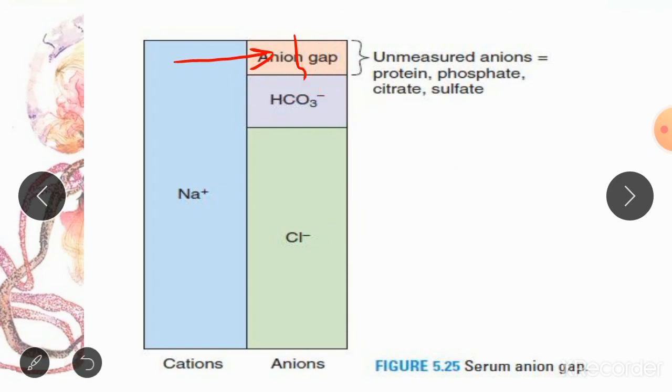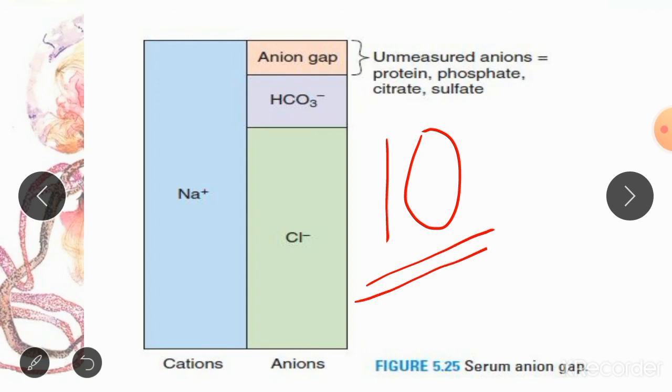So this is an interesting concept. It is a bit difficult to understand, but for BDS students, you are not going to be asked about the calculation of anion gap. You can only be asked about the definition of anion gap and what are the ions which are being measured, and what is the value of anion gap. Remember that a normal anion gap is around 10, and when this value exceeds 10, only then can you say that the anion gap has been increased.